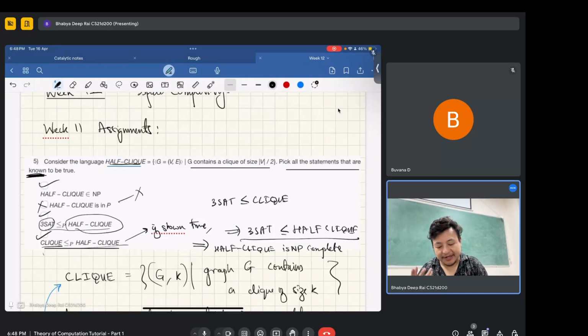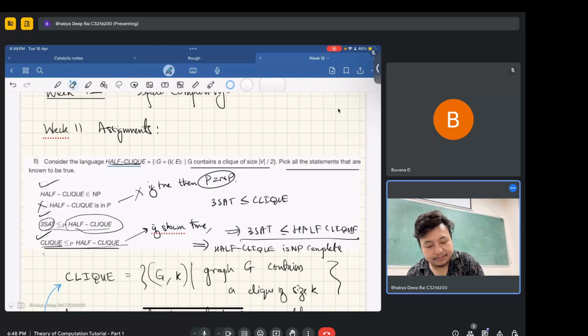Why? Because if half clique is in P, if true, then P is equal to NP. But this is not known, right? The question is asking what is known to be true, but this is not known to be true.